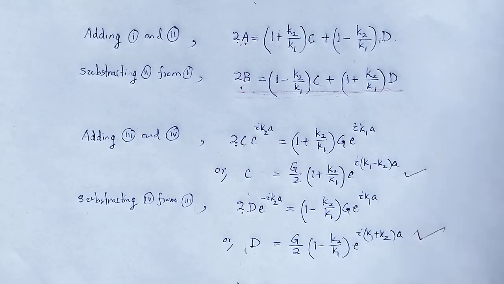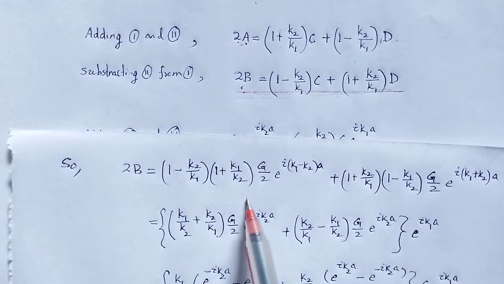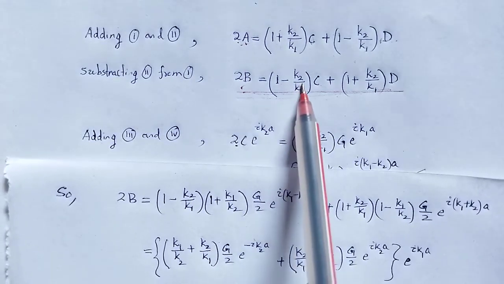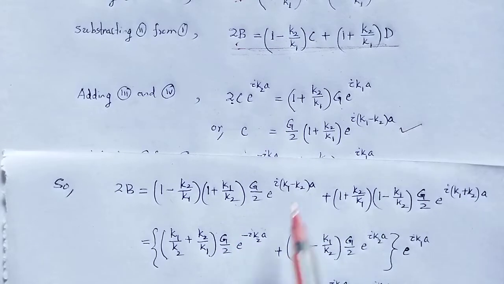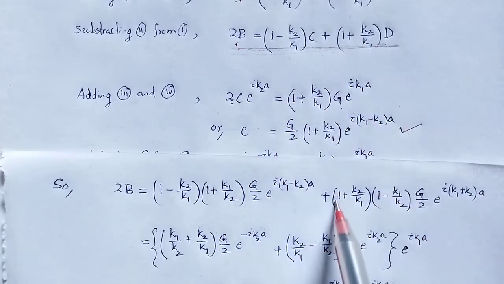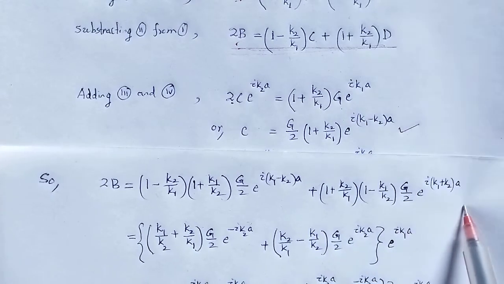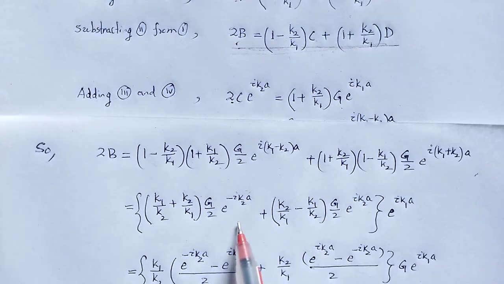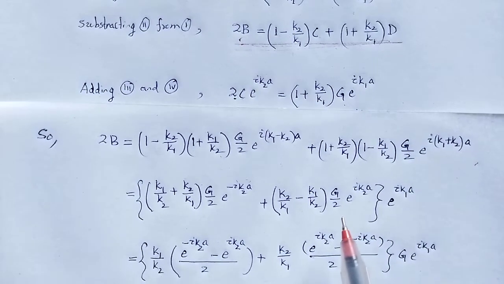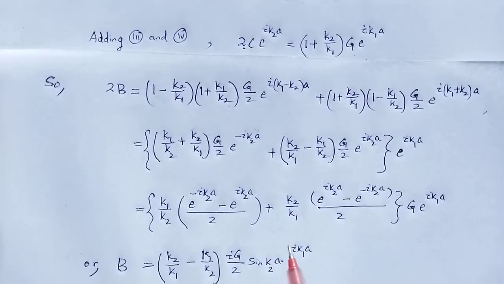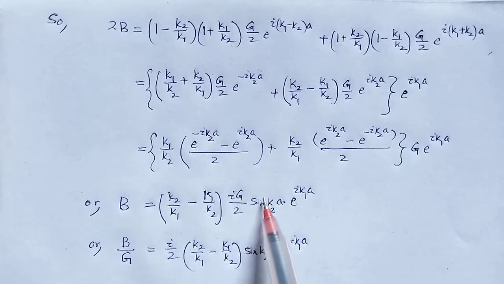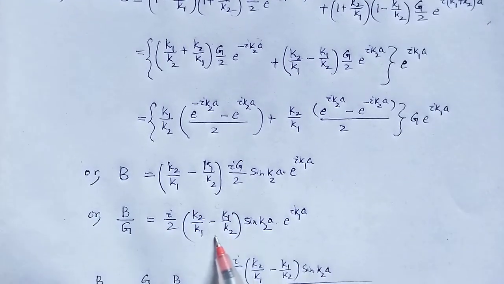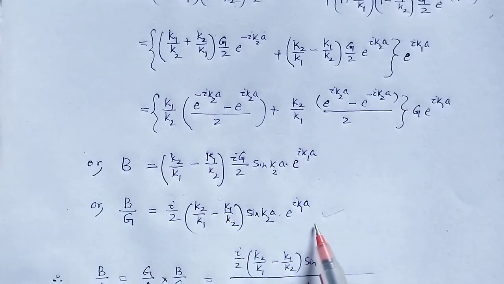So let us use 2b is equal to, here we introduce (1 minus k2 by k1) times the value of c g by 2, and again (1 plus k2 by k1) times the value of d, simplifying it in a similar pattern as we previously did. So finally we get the value of b, and dividing by g, b by g is equal to this much.